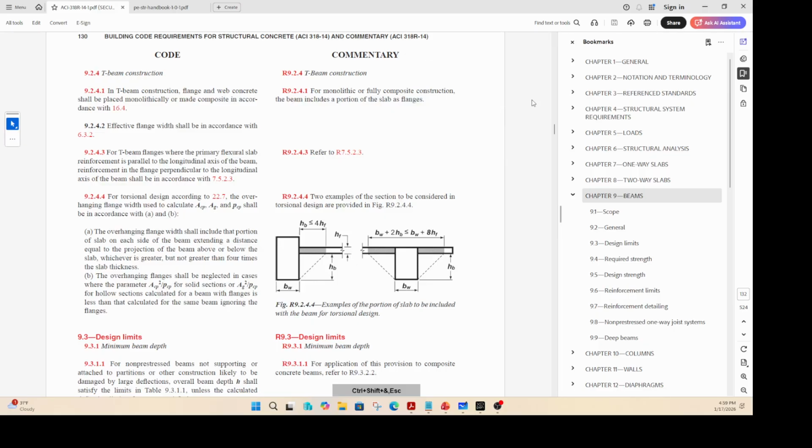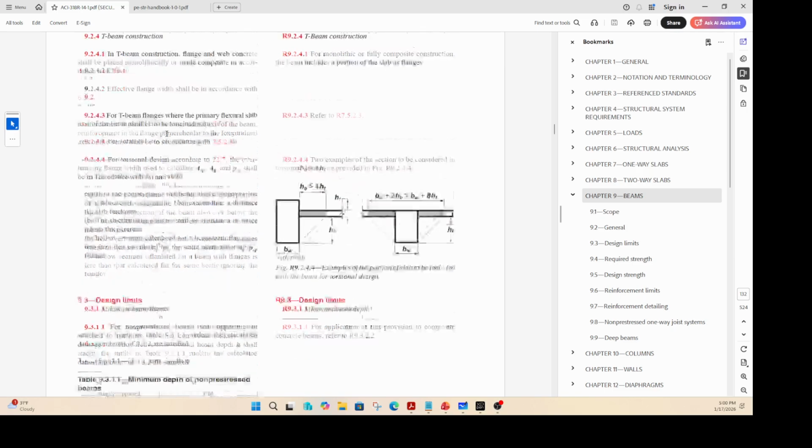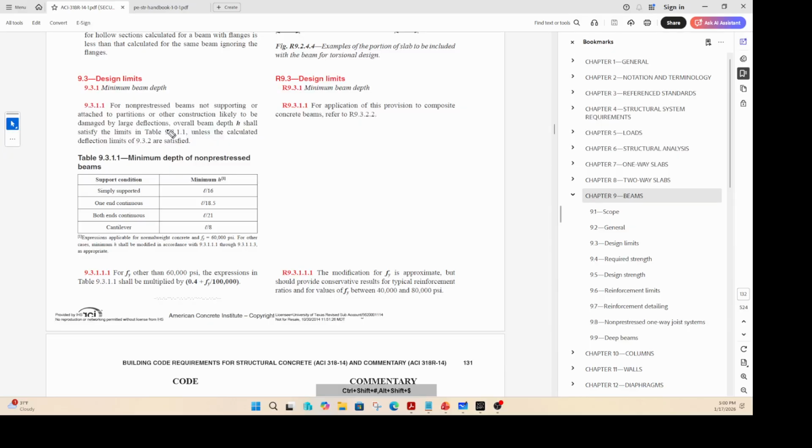Okay. We will not do torsion, so this section here is about torsion. We're not going to do that. Our first interesting section is this section here. This is about the minimum depth of a beam required. You have a nice table here. Whenever you have a table, you need to see if you fall here, here, here, or there, and then find out your minimum depth required.